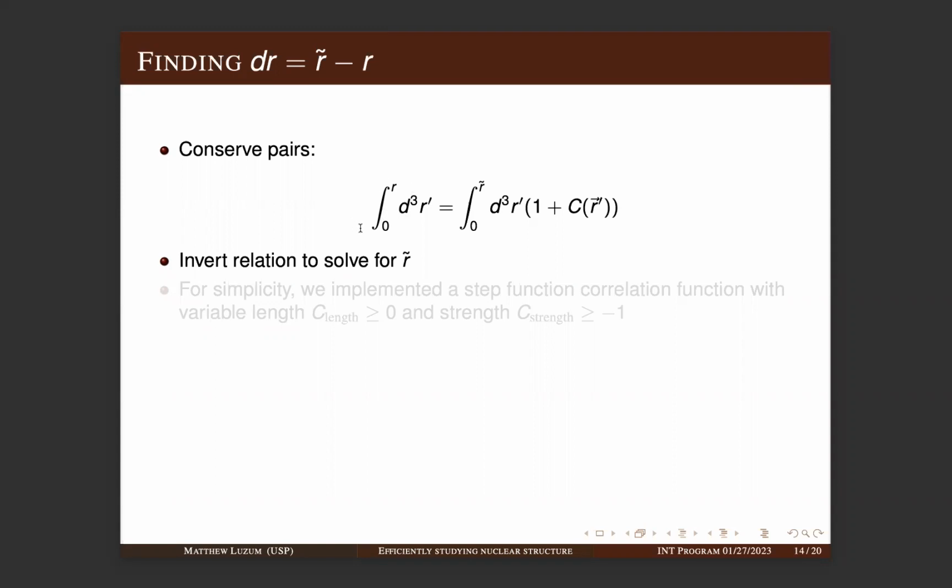We do it so that we ensure that the number of pairs of particles at maximum distance r in the uncorrelated case is the same number of pairs as you get in the distance r tilde after correlation. And so all you need to do is invert this relation, solve for r tilde. These integrals are trivial, you just get the r cubed. Of course, this depends on what correlation function you want. If you want to do it numerically, you can put anything you want in there.